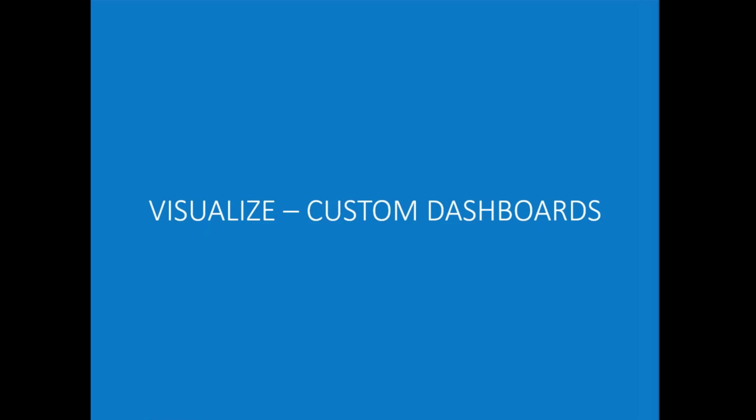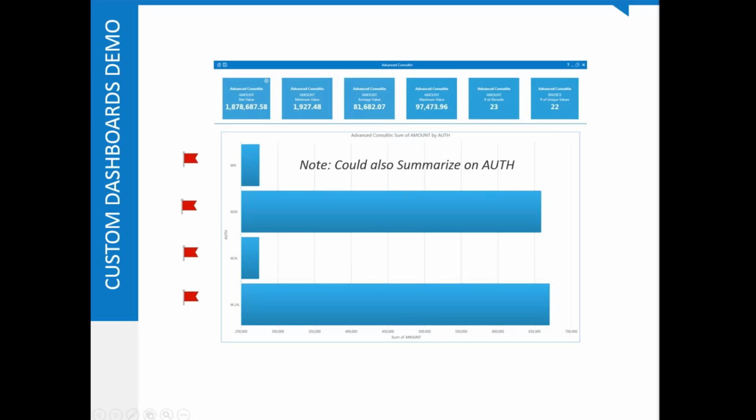The next field we're going to look at is Visualize, which is a data visualization tool, but in this case it allows us to create custom dashboards from scratch. And it'll look something like this. Now what we're going to do is use this to figure out who authorized those advanced consultant transactions. Now we could also use the summarization for the same task, but in this case we're going to do it with data visualization.